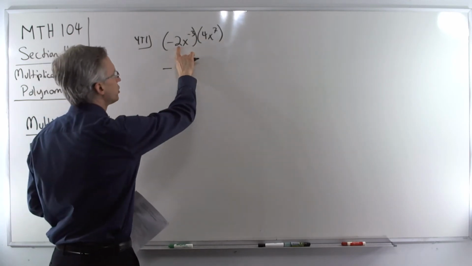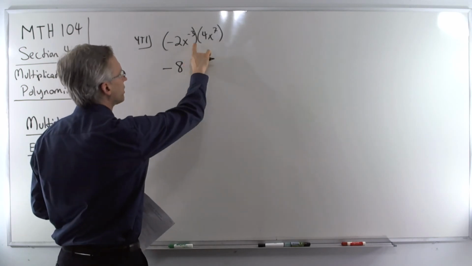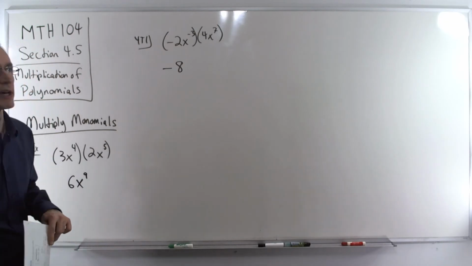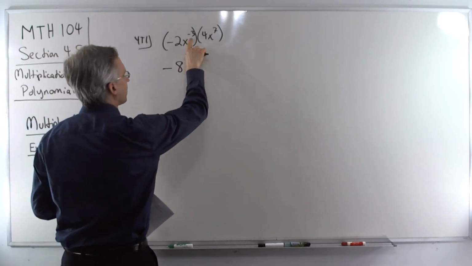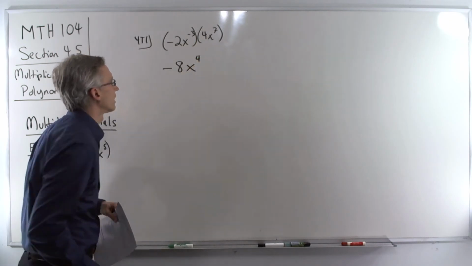Now we do the number 2 times 4, it's 8. And then x to the negative 3 times x to the 7th. Remember, negative exponents work the exact same way as positive exponents. So we're going to add those two together. Negative 3 plus 7 is 4, so x to the 4th. Negative 8, x to the 4th power.